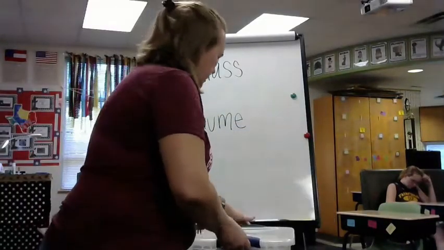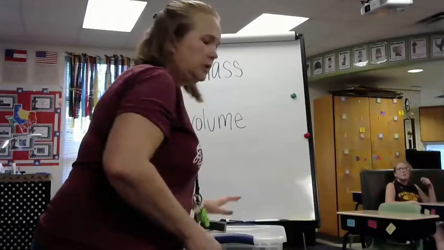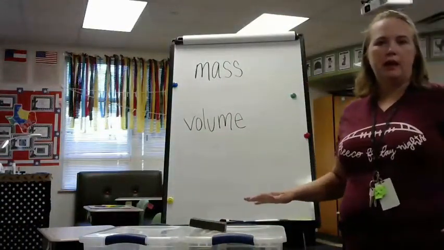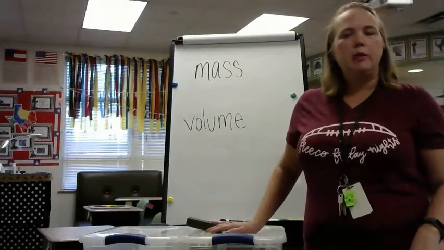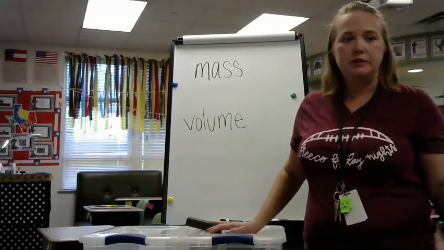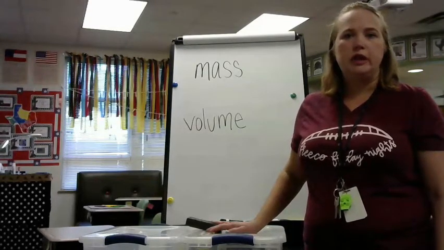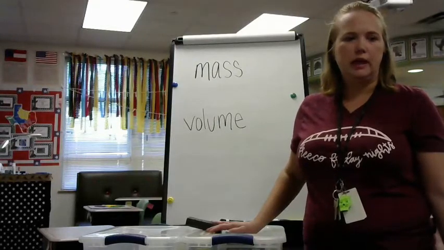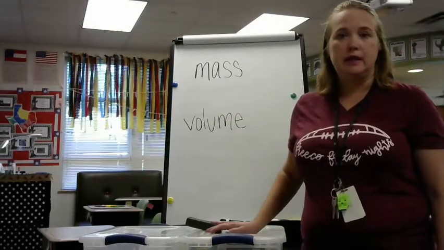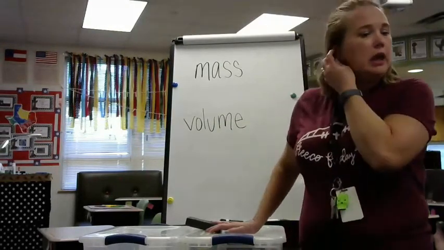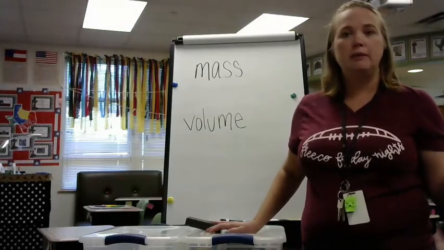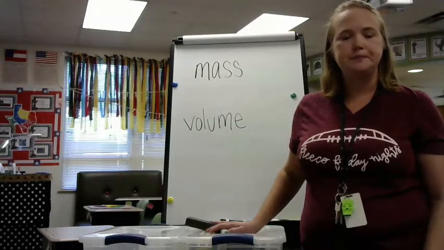Whenever we're talking about mass, we're talking about the amount of matter in something. And in science, we usually measure it in grams or kilograms, or even milligrams if it's very small. And we're answering the question of whether it is heavy or light. So that's mass. Volume is how much space something takes up. And with volume, we're asking how big or small something is. We usually measure it in milliliters or liters.